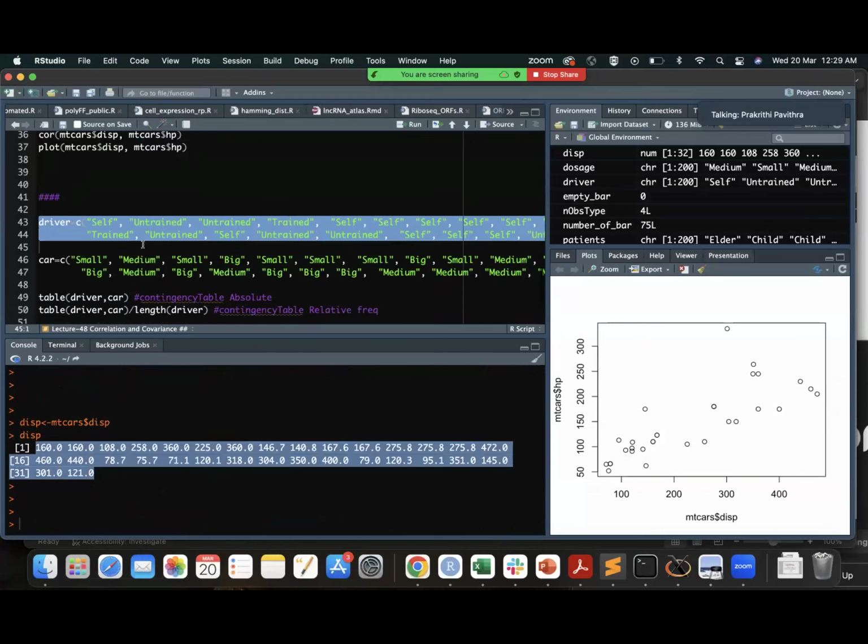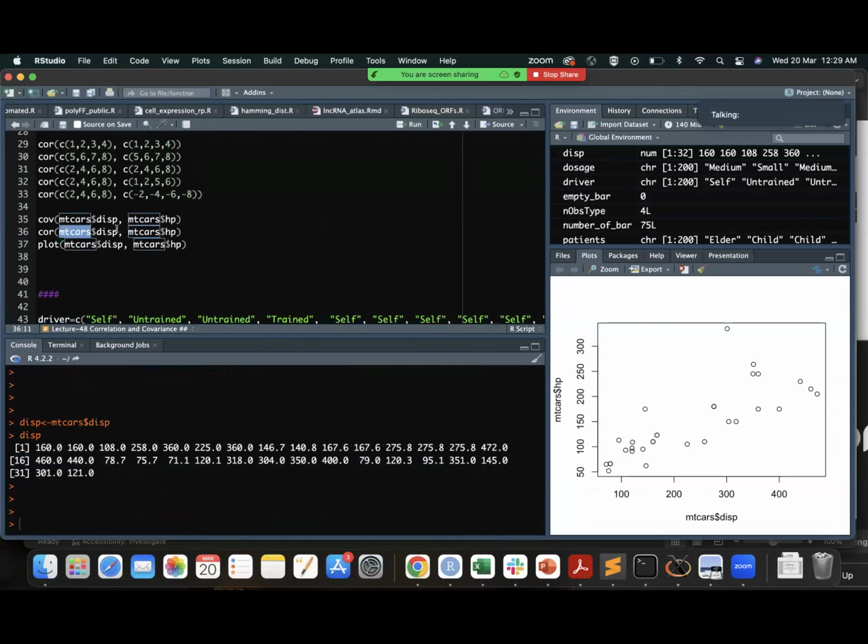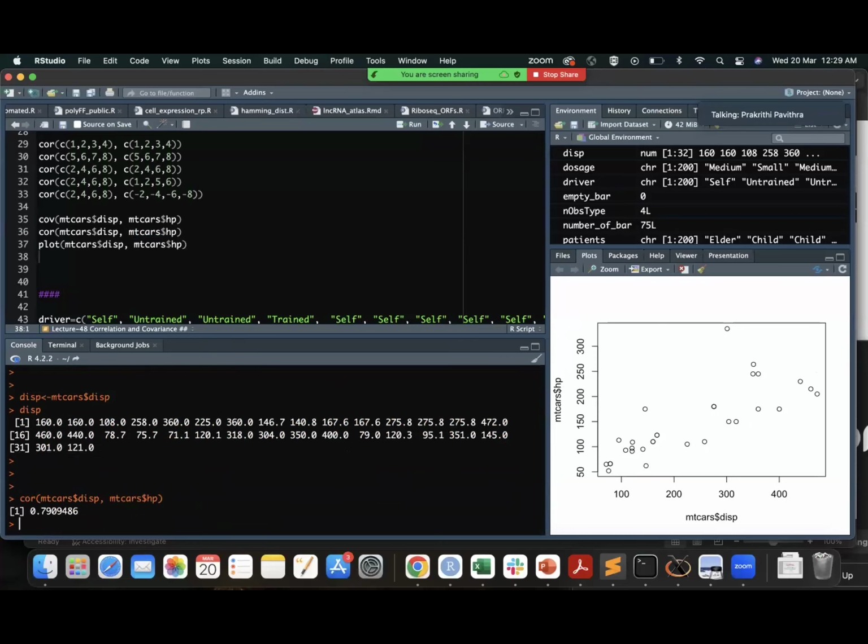You need vectors to input here. So X is a vector, Y is a vector. Anyway, if you try to plot this relationship, you get something like this. As you can see, as disp increases, hp is also increasing. So almost a linear correlation. That's why you got the value 0.7. That's what it tells you.